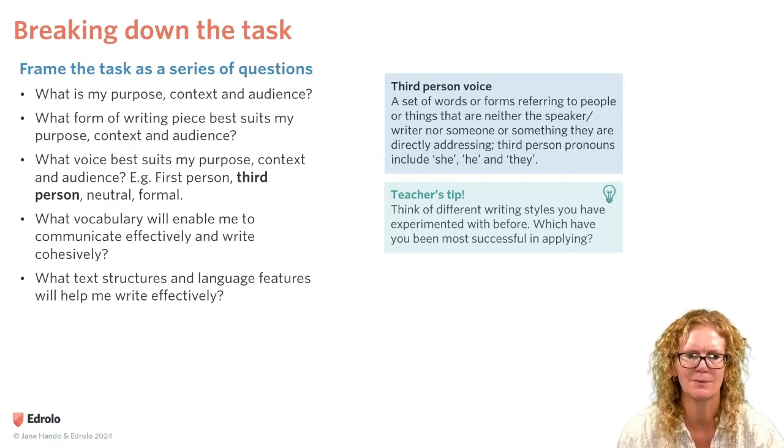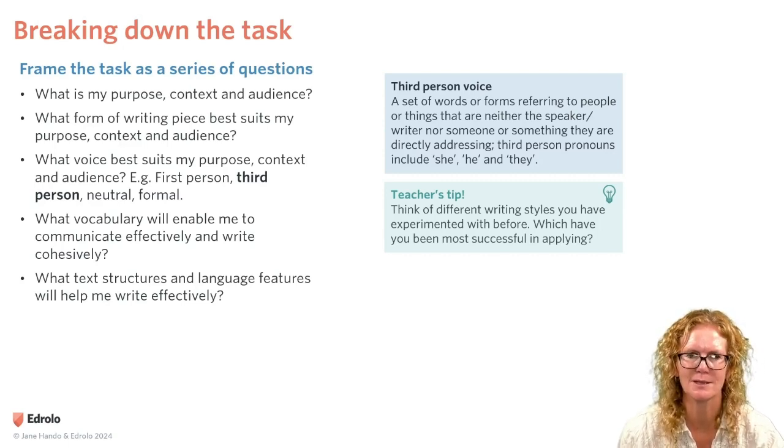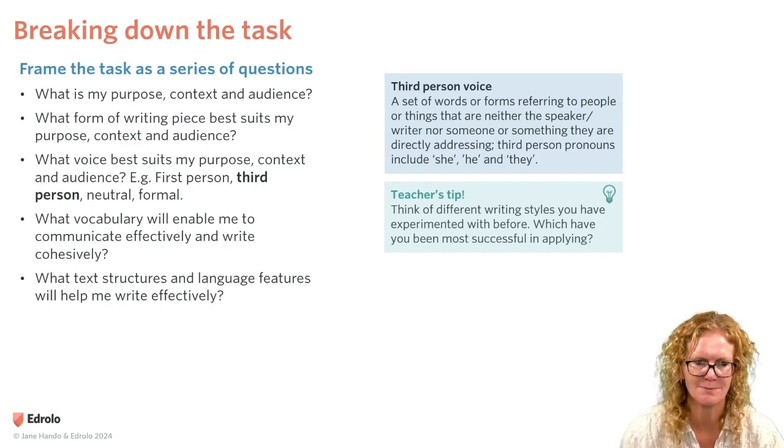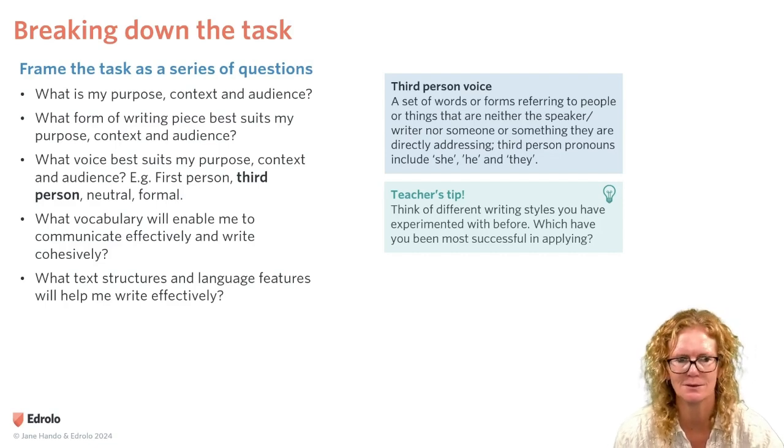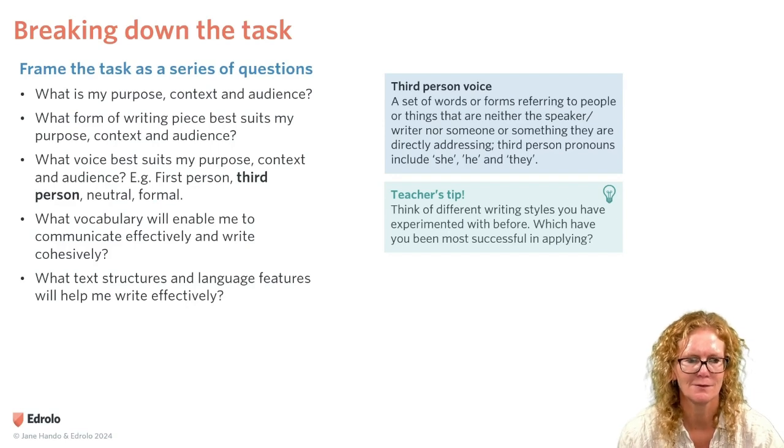So what is my purpose? What's my context? Who's my audience? What form of writing piece best suits my purpose, context, and audience? What's going to get most traction? What's going to be most compelling? What voice best suits my purpose, context, and audience, e.g. first person, third person, neutral, formal? What vocabulary will enable me to communicate effectively and to write cohesively? Finally, what text structures and language features will help me write effectively?